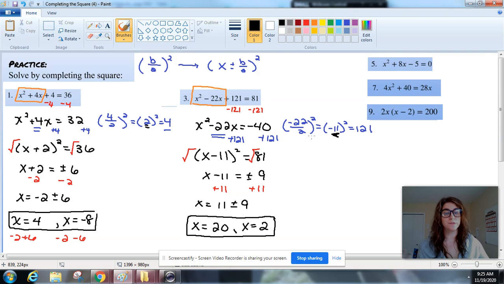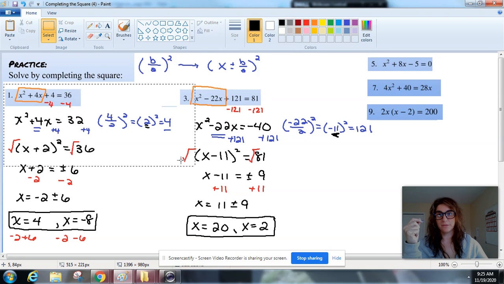Those are your do now questions from today's class. We're going to continue. We did not do 5 in class today, so we're going to do that one now. And then 7 and 9 look a little bit different. We did those also, but I want you to make sure you know how to deal with values that have coefficients. Okay, so I'm going to clear these 2 out.